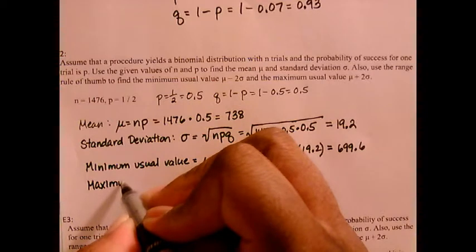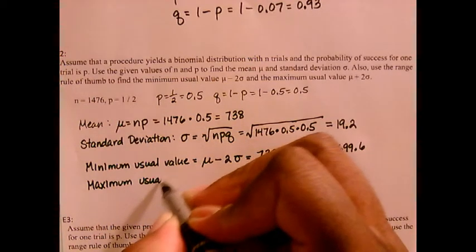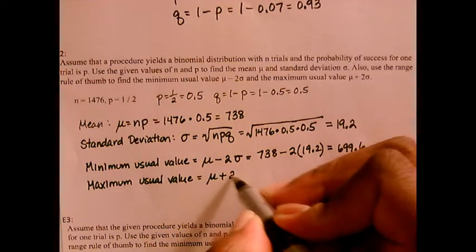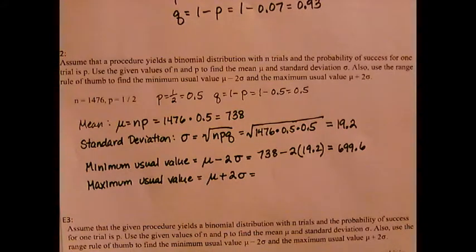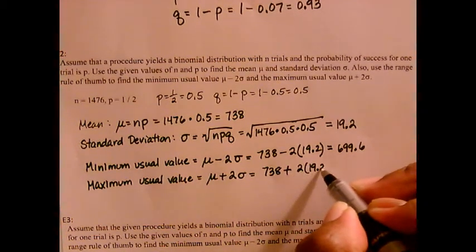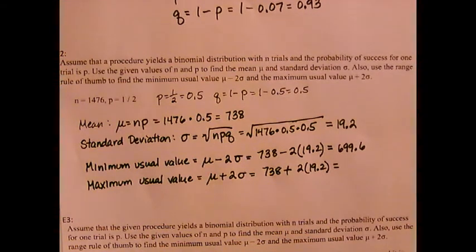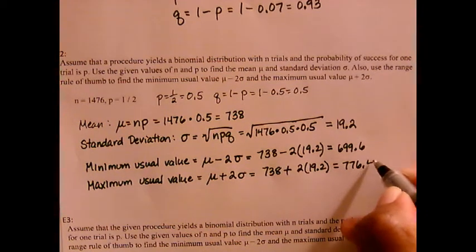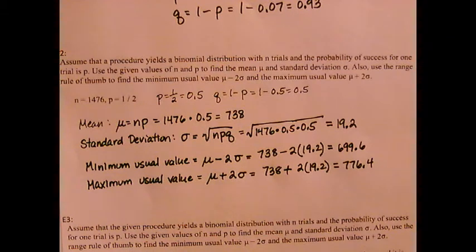And then for the maximum usual value, that's going to be mu plus 2 times sigma. So in this case here, your mu is 738. This time it's going to be plus 2 times 19.2. So if you type in 738 plus 2 times 19.2, you'll get 776.4. So your minimum usual value will be 699.6. Your maximum usual value will be 776.4. Okay?